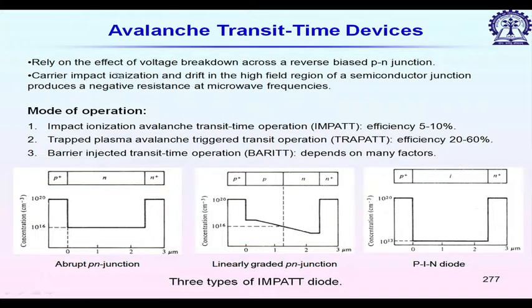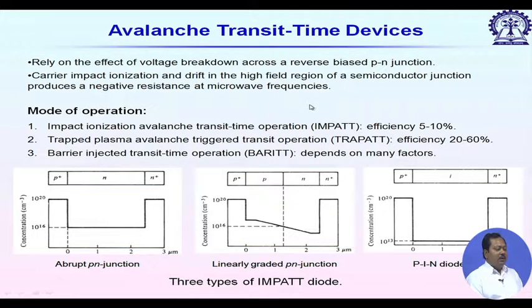Some basic properties rely on the effect of voltage breakdown across a reverse biased PN junction, and then carrier impact ionization and drift in the high field region of a semiconductor junction produces a negative resistance at microwave or even at millimeter wave frequencies.